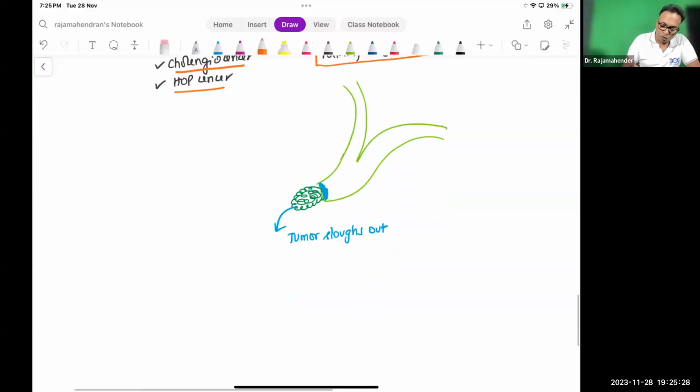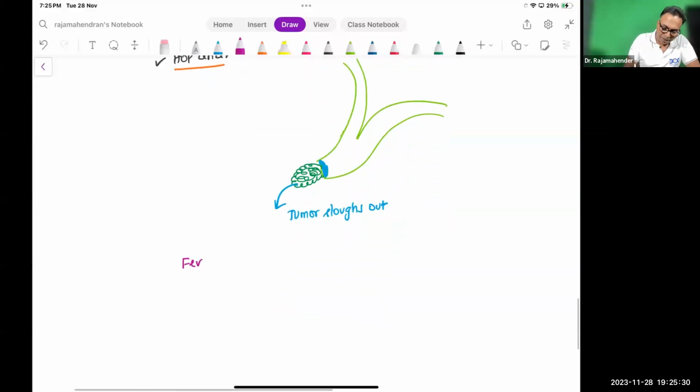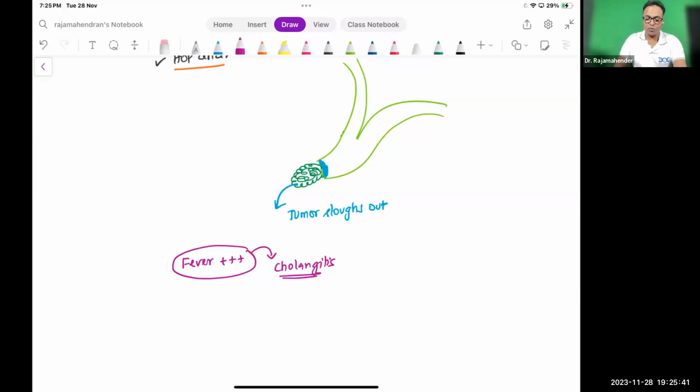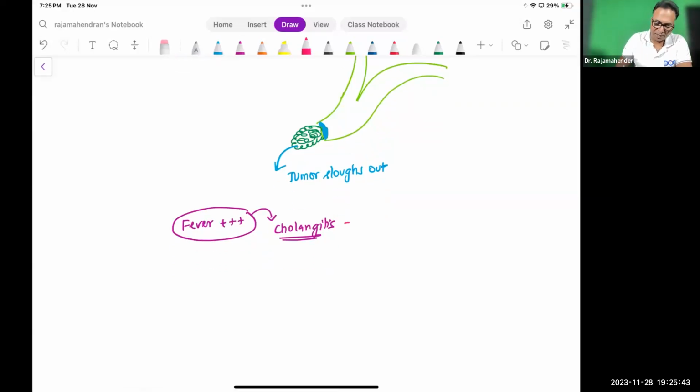Who will have it associated with fever or not? Fever is present in which condition? Fever is a sign of cholangitis. When the bile duct gets obstructed and there is fever, it means it is cholangitis. What is the triad seen in cholangitis? Can you tell me the triad? The triad is called Charcot's triad, which is characterized by pain, jaundice, fever.